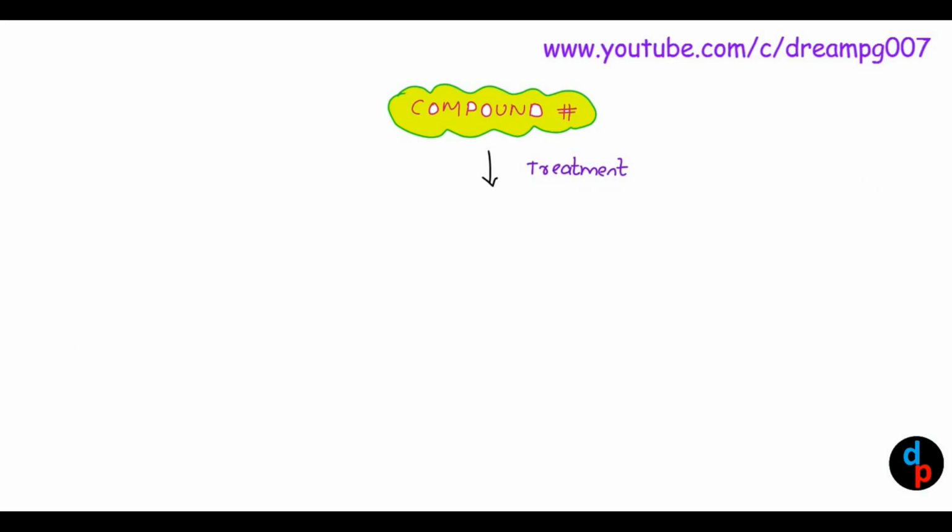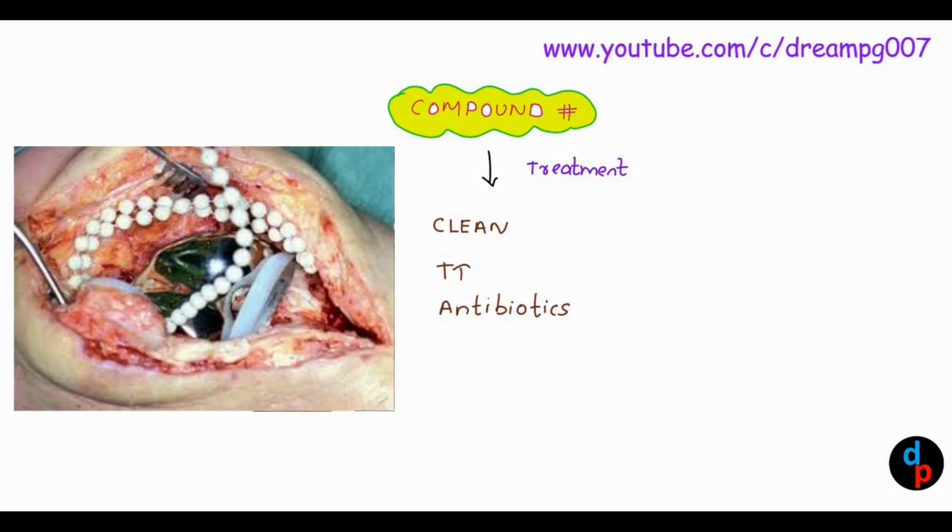Treatment of compound fracture includes cleaning the wound carefully. We have to give injection TT to prevent tetanus. We have to give adequate antibiotics that cover gram-positive organisms, gram-negative organisms, and anaerobic organisms. Usually we use local antibiotics like PMMA beads.